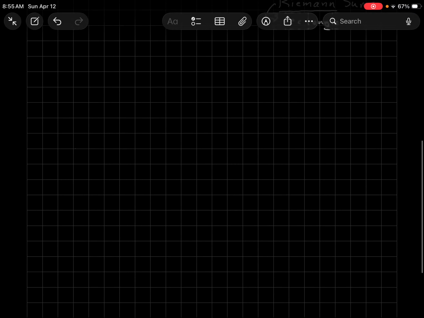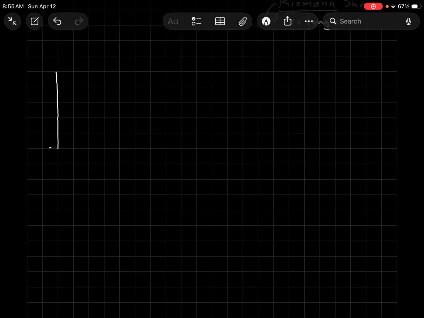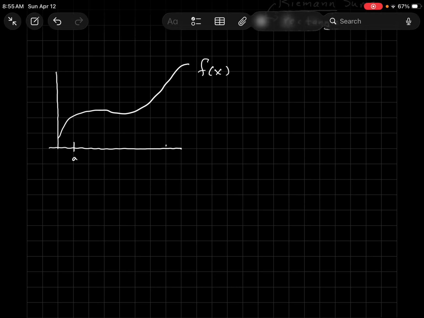Well, the next type of Riemann sum we could do is called a right Riemann sum. So let me draw my function again. Try to draw relatively the same. It's probably a little bit different. And I'm going to break my interval a to b into subintervals. And we want to do some right Riemann sums.